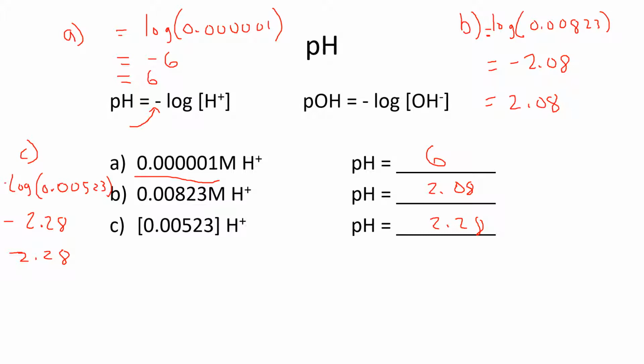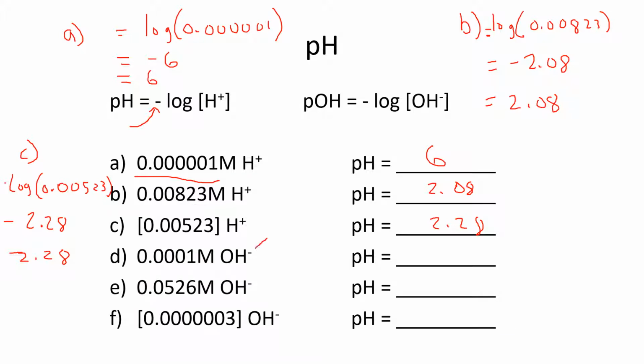All right, what if you're given hydroxide concentration? In this case, we're given hydroxide concentration. So what you're going to do is find the pOH, and remember the relationship: pH plus pOH equals 14. So once you find the pOH, you know the pH. In this case, we're going to find the pOH to solve for pH.